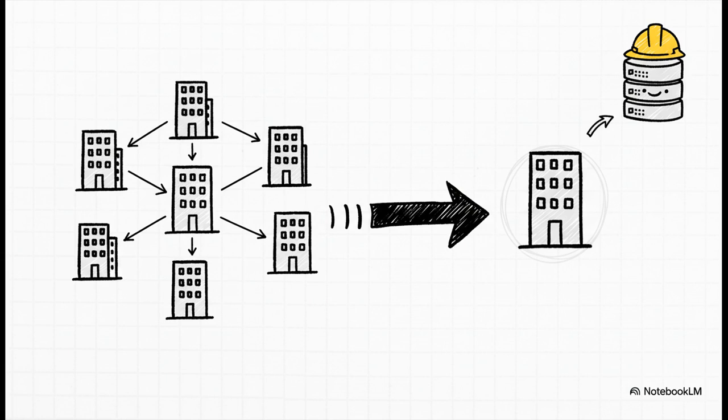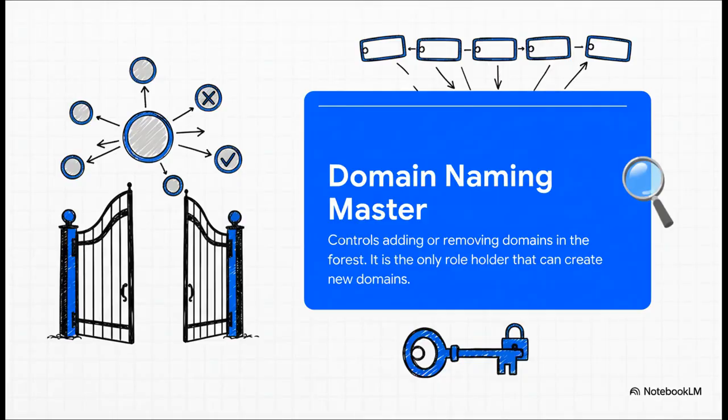Next up on our executive team is the head of corporate expansion. This role is all about growth, mergers, and managing the overall structure of the company. And that job title pretty much perfectly describes its official name, the Domain Naming Master. This server is the ultimate gatekeeper. It's the only one that has the authority to add a new domain to your forest or get rid of an old one. It makes sure every domain has a unique name and everything fits together.